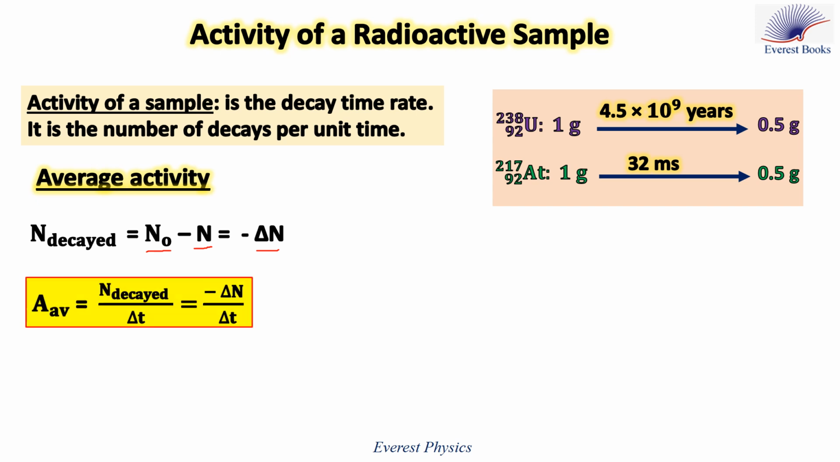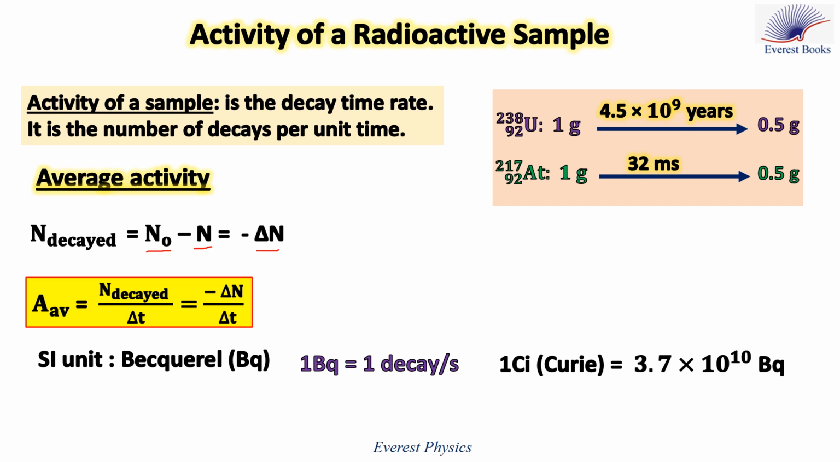According to the definition, the average activity can be written as N decayed over delta t, equals minus delta N over delta t. The SI unit of the activity is the becquerel. Its symbol is Bq. 1 Bq, or 1 becquerel, equals 1 decay per second. The curie is another unit of the activity, equal to 3.7 times 10 to the power 10 becquerel.